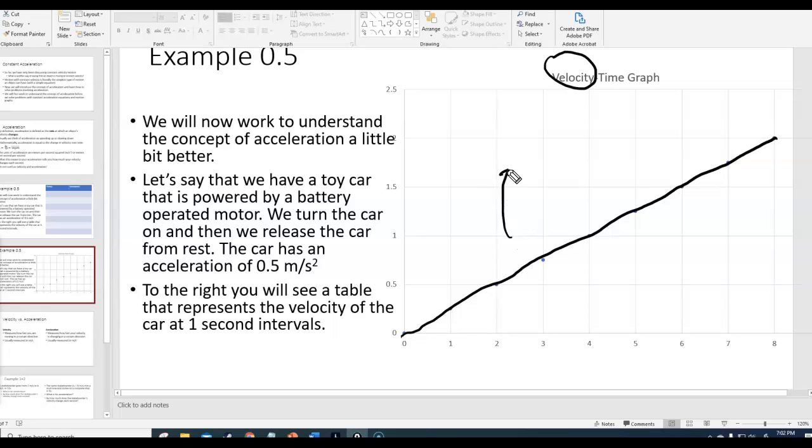We'll talk more about this later, but remember, acceleration is the rate of change of velocity, and rate of change is slope. So this graph would actually have a slope of 0.5 meters per second squared. We'll come back and talk more about that later, but the slope on a velocity time graph represents acceleration, because that is a rate of change, which is what slope is. Hopefully you have a little better understanding of the concept of acceleration there.